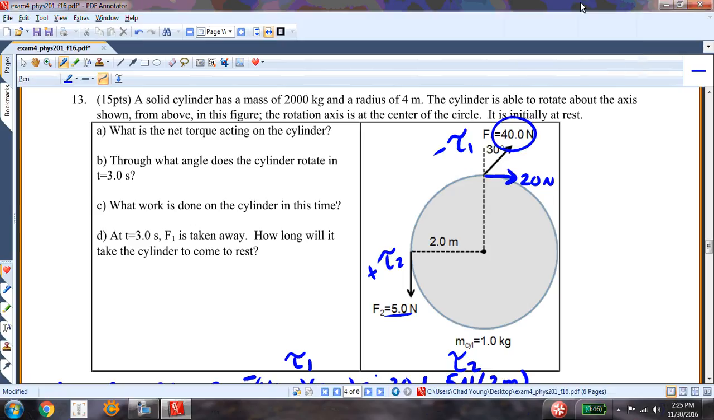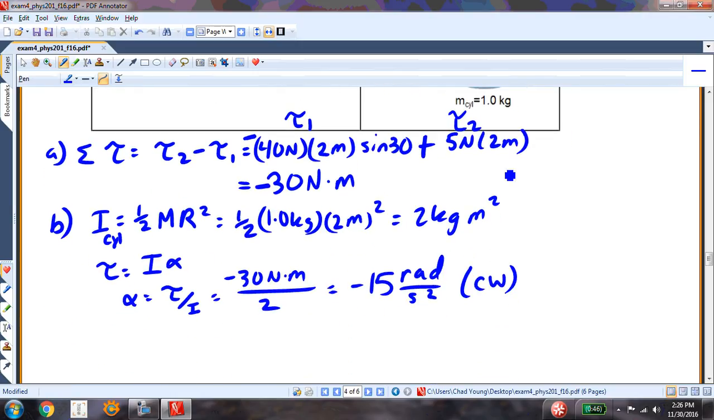But 40 sine of 30 is equal to 20. So notice I got a bigger force here. That's causing the disk to go in the clockwise direction. We shouldn't be surprised by that. Okay, so now that's my angular acceleration, so it accelerates at that rate.